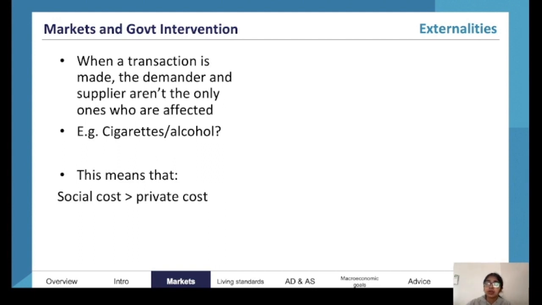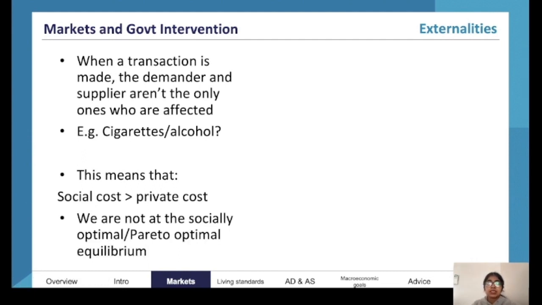This is called the social cost. Social cost is the external social cost that people pay in addition to the private cost. People don't often realize the social cost of their actions, and that results in overproduction of negative externalities. Here, when people consume cigarettes and alcohol, they don't really realize that the social cost is greater than the private cost, the actual physical cost of the products. This means that we're not at the socially optimal equilibrium, so we're not maximizing society's living standards as a whole.